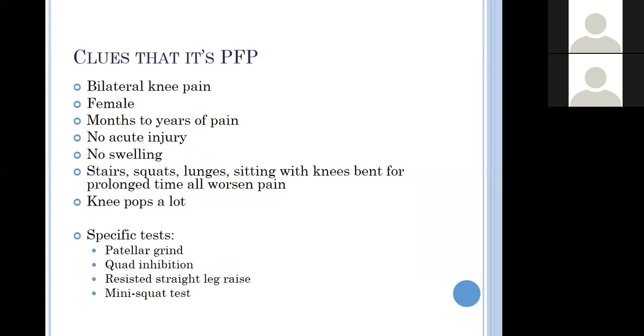So for the mini squat, you just have them do 3. They can hold on to something for balance, but you want to watch the angle of their knee. So you're just going to have them go down 3 times like this. If that recreates their pain, that's also positive. But the other thing that they typically do is they go in like this. And so that's, again, that hip abductor issue, and that recreates their pain that way because of it.